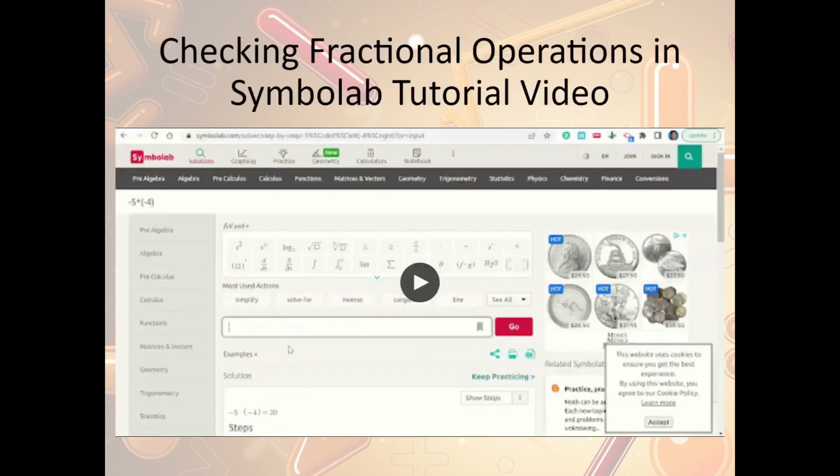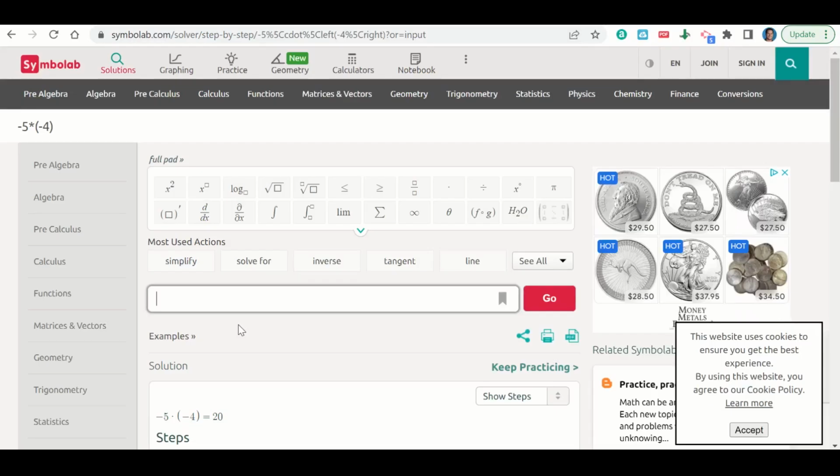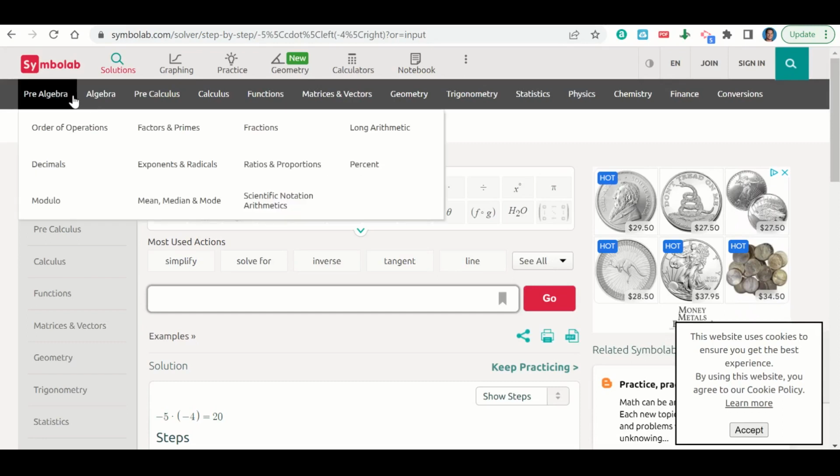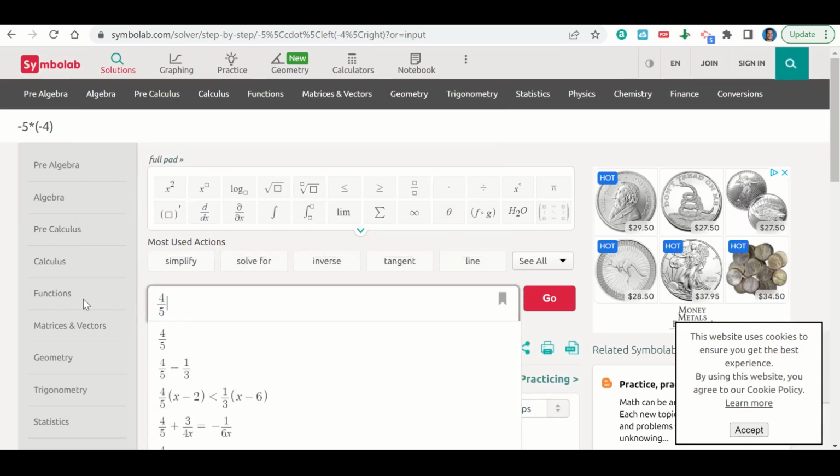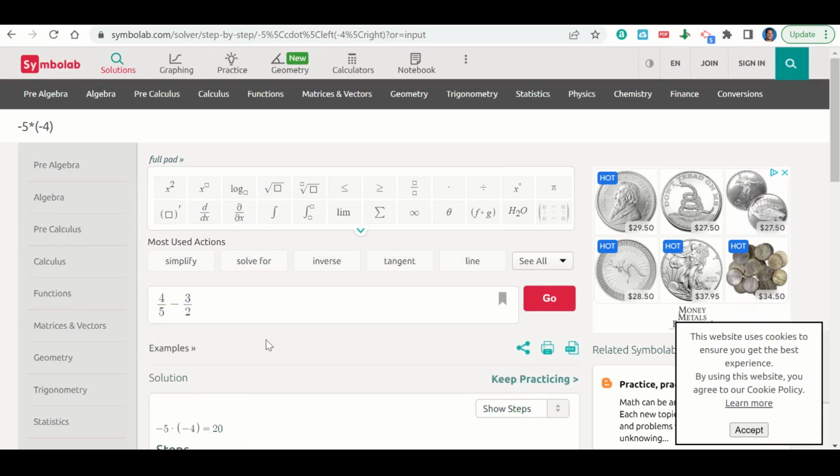Now there's a video here showing how you can check your work with fractional operations using Symbolab. Let's take a look now at how we can check our work using Symbolab for fractional operations. So we go to symbolab.com. So let's say we have 4 over 5 minus 3 over 2. That was the equation that we were given. And we're going to go ahead and click Go.